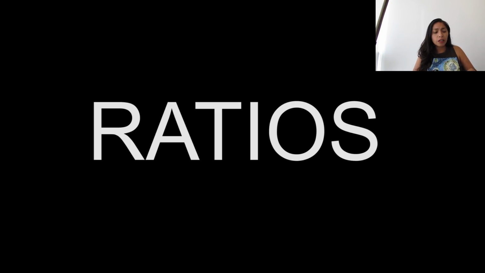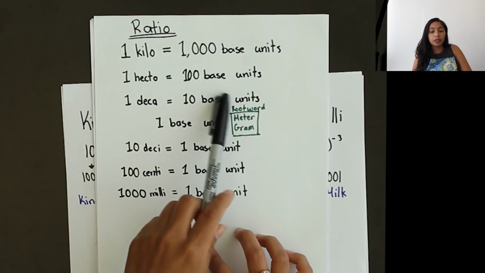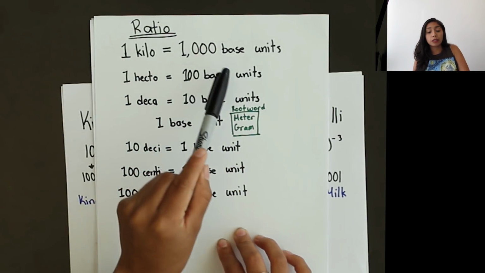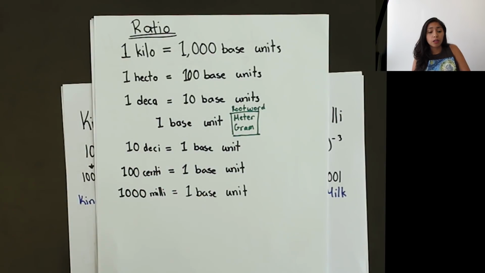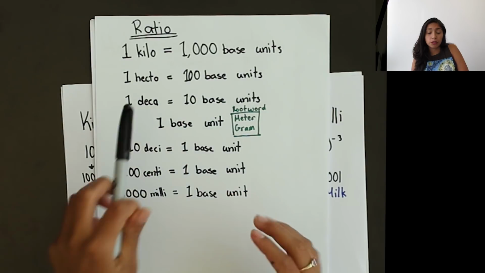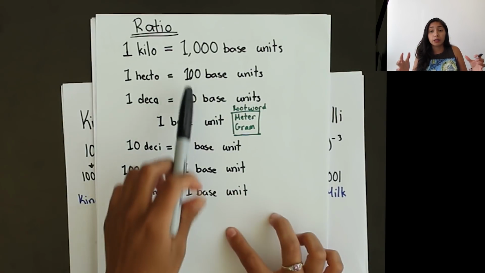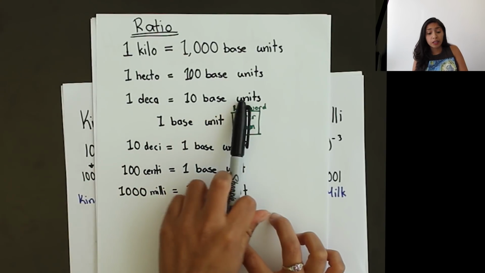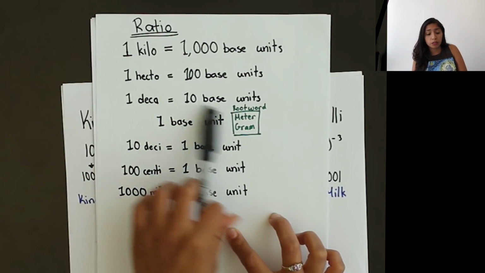Now let's take a look at these prefixes and the ratios a bit more closely. I want you to have a better understanding of the ratios of the base units. 1 kilo is 1,000 times more than the base unit. So you need 1,000 base units to make 1 kilo. 1 hecto is 100 base units. So if you want to have 1 hecto of something, you need 100 of those base units. And for 1 deca, you need 10 of those base units.